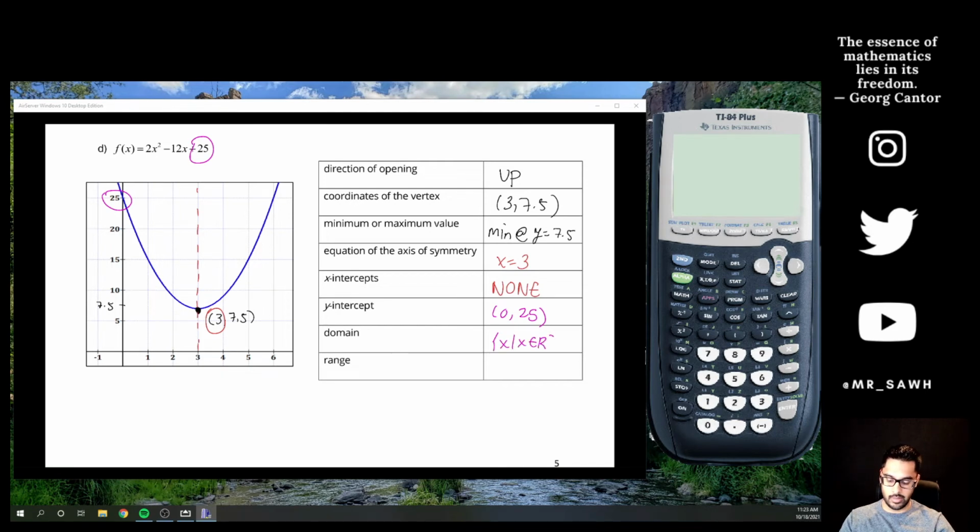Domain, always the same. X is any real number. Range, again, comes from that vertex. 7.5 is the minimum value, so y has to be greater than or equal to 7.5. So always from the vertex.